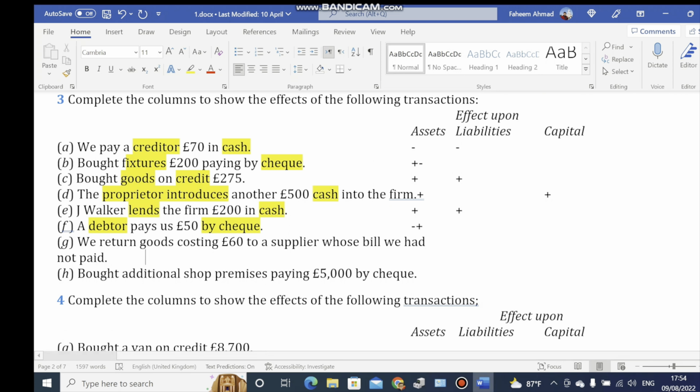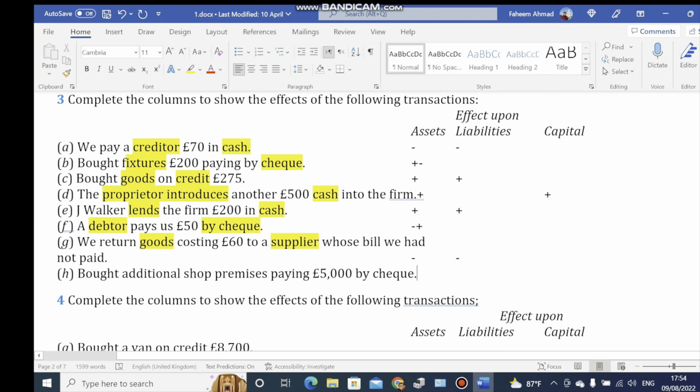Next, G. We returned goods costing 60 pounds to a supplier whose bill we had not paid. First of all, goods are assets and goods are going out of the business, so our assets are decreasing. Supplier, creditor, payable is a liability. Since we have returned goods, we are not going to pay that bill. It means business liabilities are falling, a negative effect on liabilities.